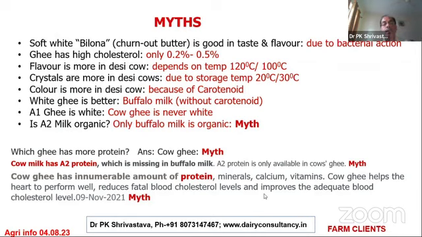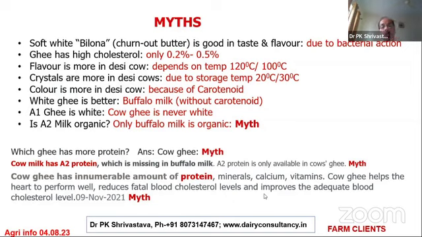And buffalo is neither A1 nor A2, so there is no question. Ghee is never A2 or A1. Is A2 milk organic? Only buffalo milk is organic. Somebody has written that. It is a myth. Organic is a different process: you are not using any pesticide, you are not giving any medicine to the animal, and you have been certified by the organic organization. Only then does it become organic. Nothing to do with the animal. But people are selling it, enjoying getting money.